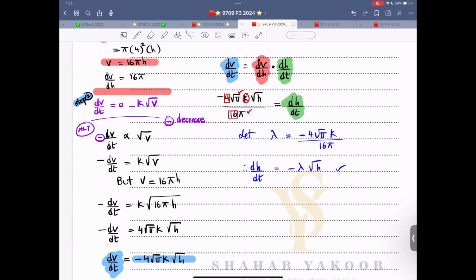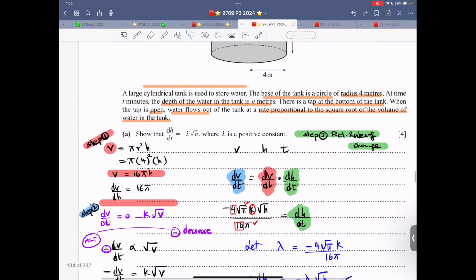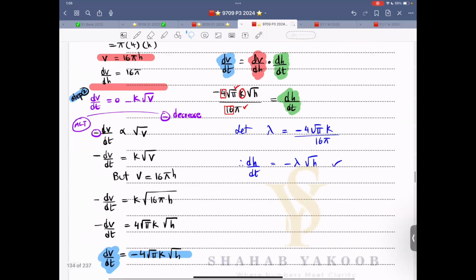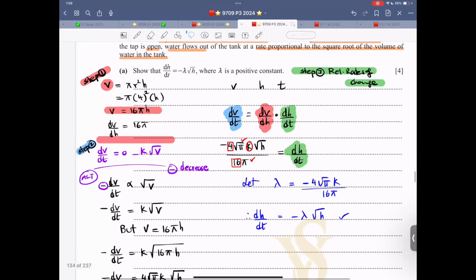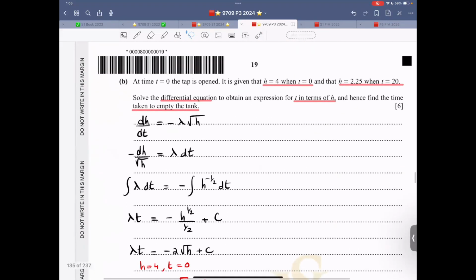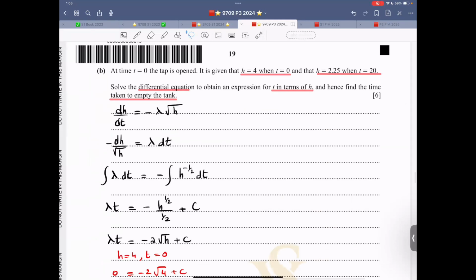Now let's look at the next part. How many marks are they giving us? I think 4 marks. Okay, that's worth it. Now the next one, at time t equals 0, the tap is opened. It is given that h is 4 when t is 0. This is the condition that we will use a bit later, and that is another condition. Solve the differential equation, obtain an expression for t in terms of h.